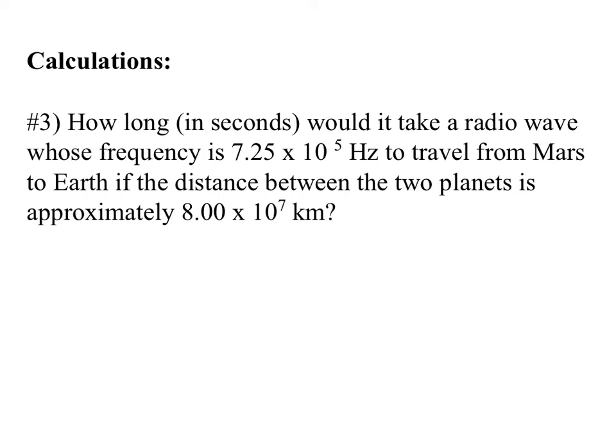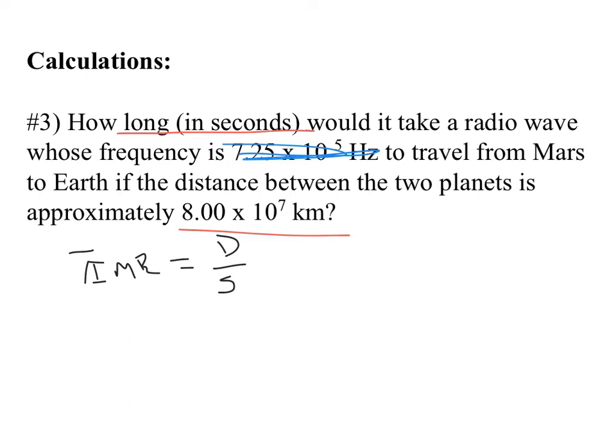All right, so this is the one that's a little bit different. It's asking for time in seconds, and it gives us the distance. It also gives us the frequency, but we don't really need that. So what we're going to do is the time is equal to the distance divided by the speed. Right? So the distance you're traveling divided by the speed at which you're traveling will tell you how long it's going to take to cross that distance.